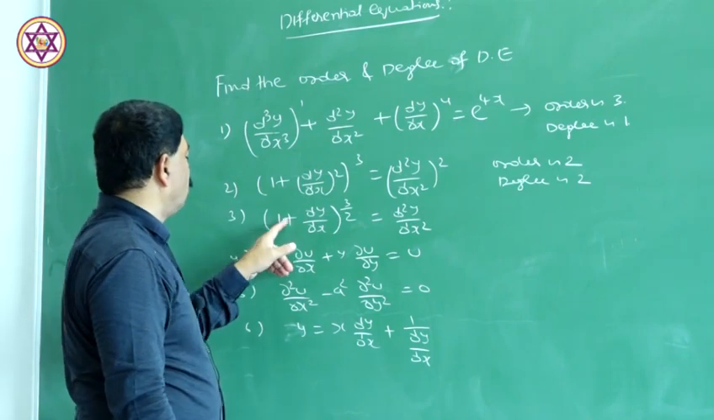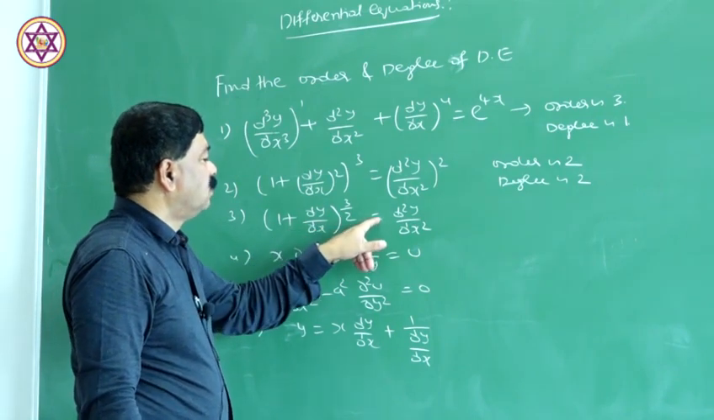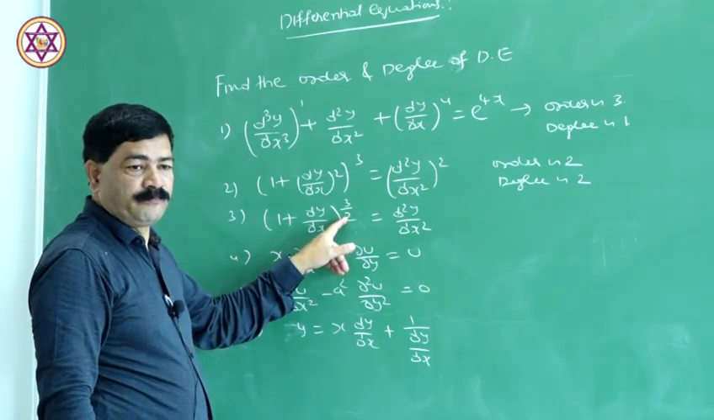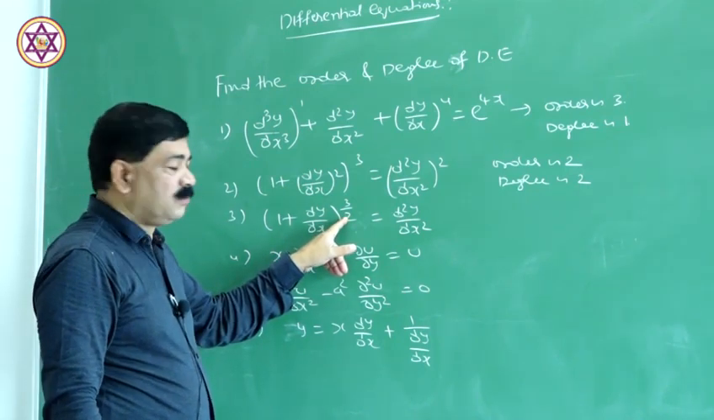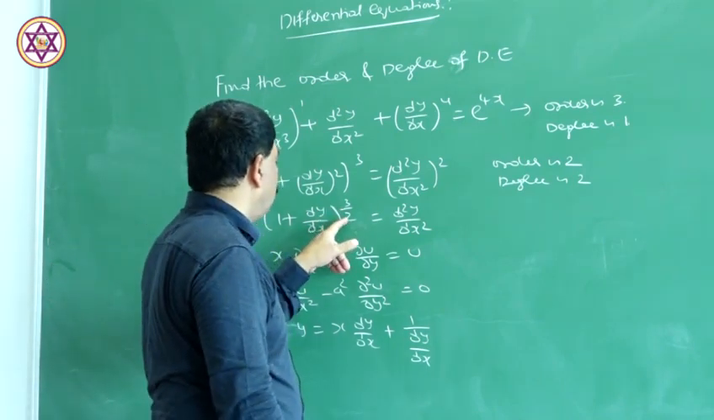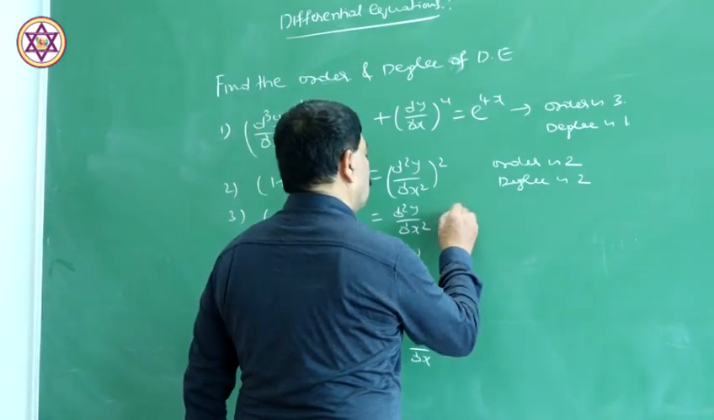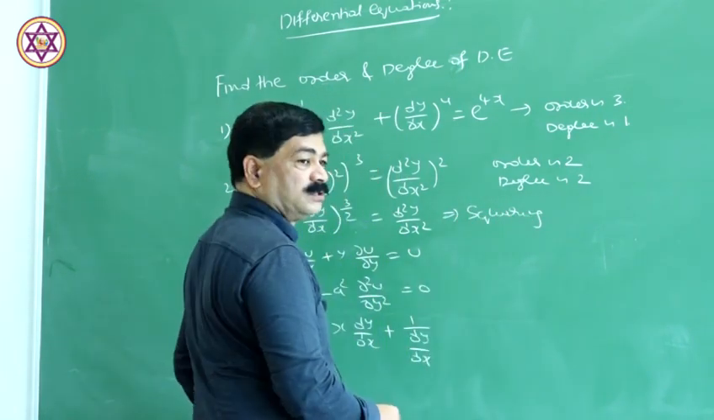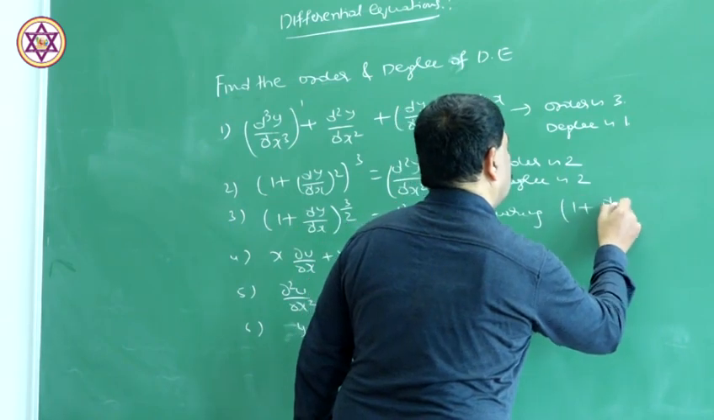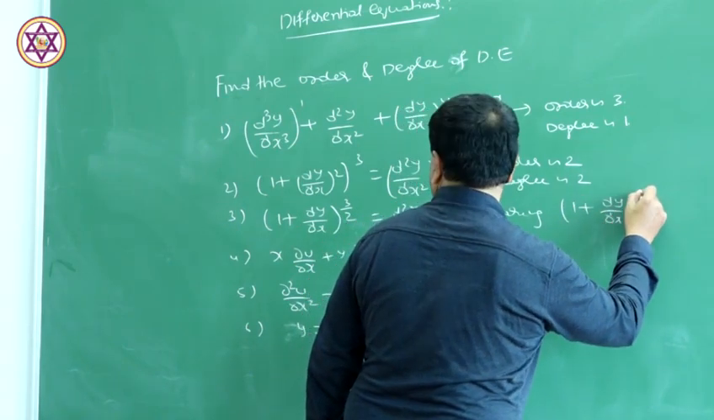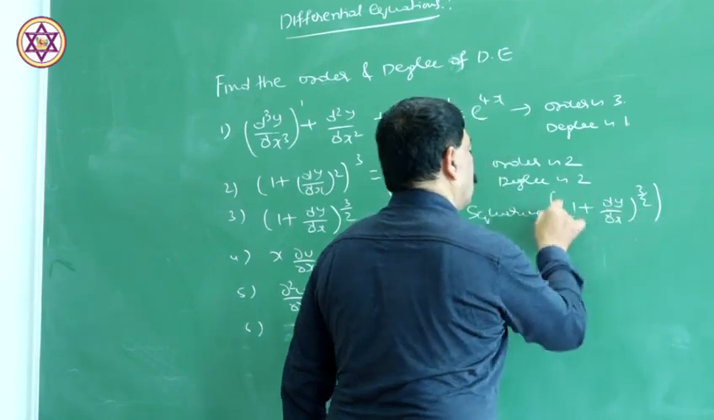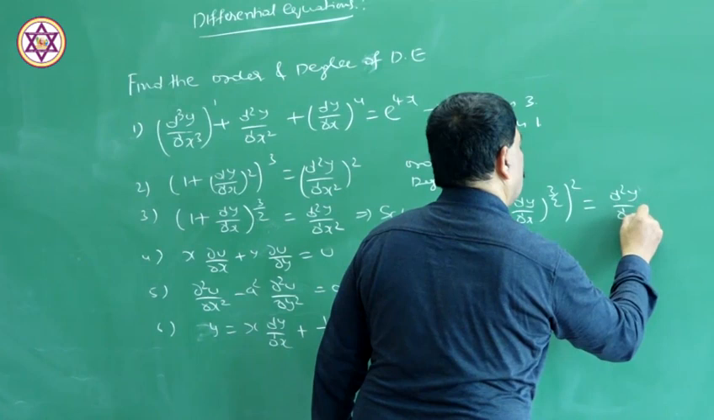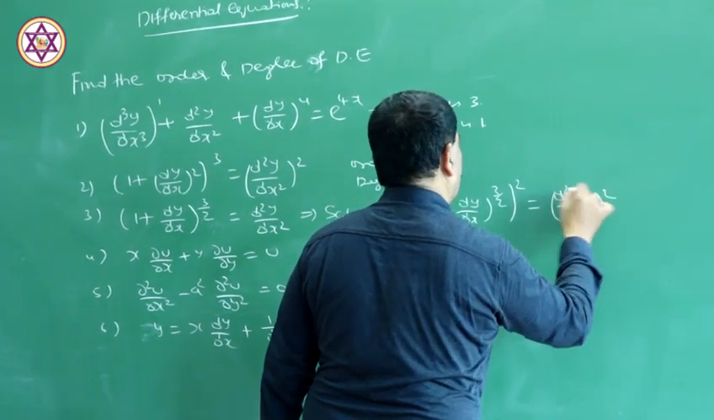Next, (1 + dy/dx)^(3/2) = d²y/dx². Here there is a fractional power, so we have to eliminate it. Here the power is 3/2, so we square both sides. We get (1 + dy/dx)^3 = (d²y/dx²)², this whole squared.